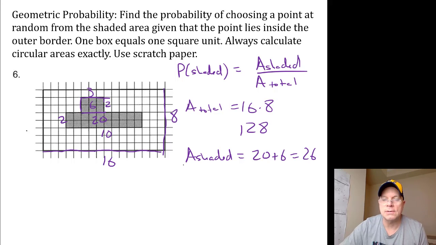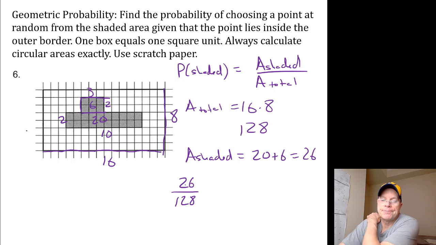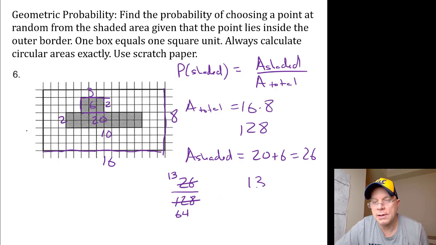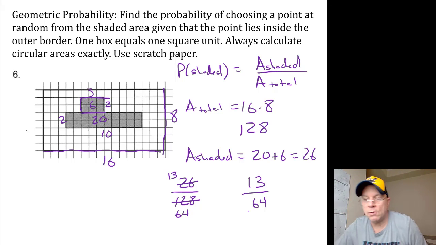When I substitute into this formula, which I've sadly not left room, 26 over 128. I know there's a common factor of 2. I don't know if there's a common factor greater than that, but I don't have to do it in one step. 26 divided by 2 is 13. 128 divided by 2 is 64. 13 is prime and 64 is not a multiple of 13, so I know that I'm done. 13 64ths. Checking my work, yes.